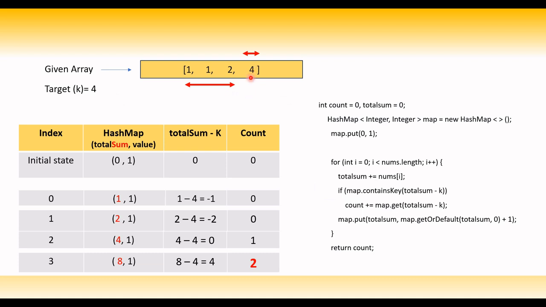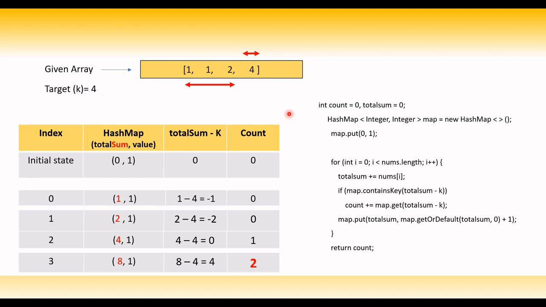When we visit the last index of this array list, which is 4, by now the total sum will be 4 plus 4, which is 8. 8 minus 4 will be 4, and since 4 already exists in the hash map, the count will again be incremented by 1, which is 2. Then we will insert the total sum into the hash map, 8 comma 1, and since all of the indexes have been visited, it will return the count 2. So that's how we use hash map to find out that 2 subarrays were present in this array list, which sum to target k equal to 4.